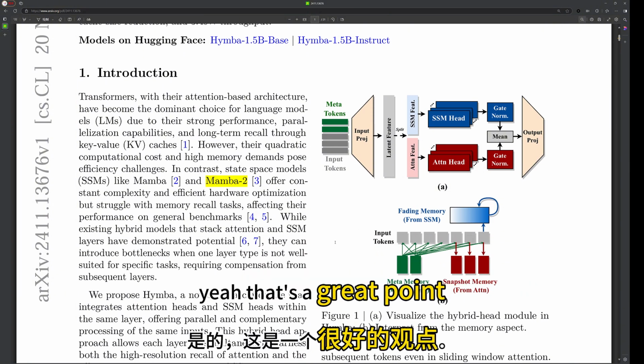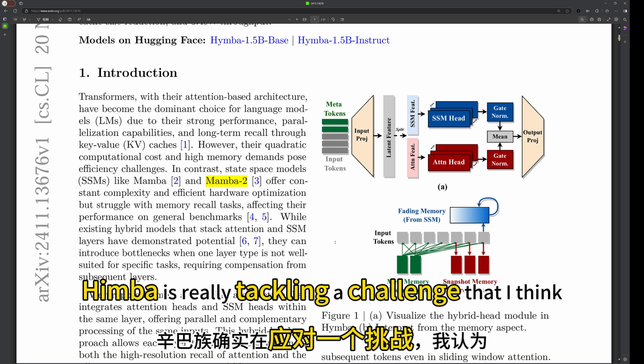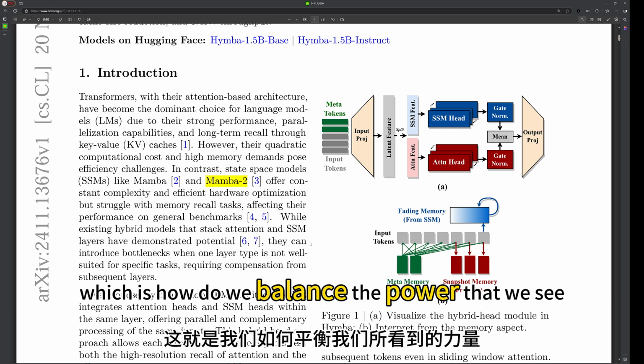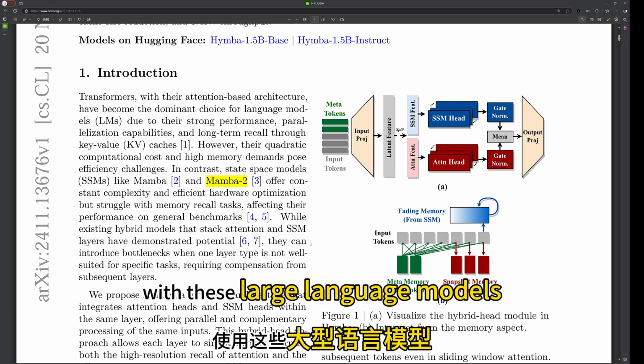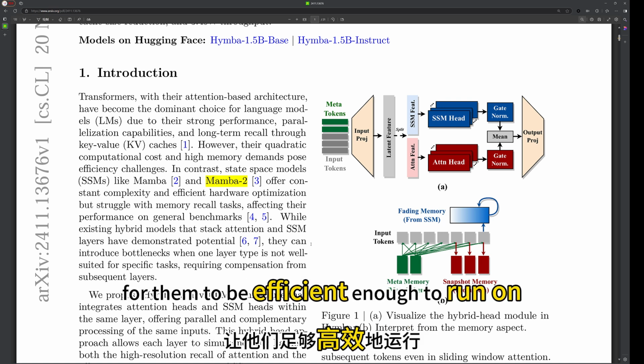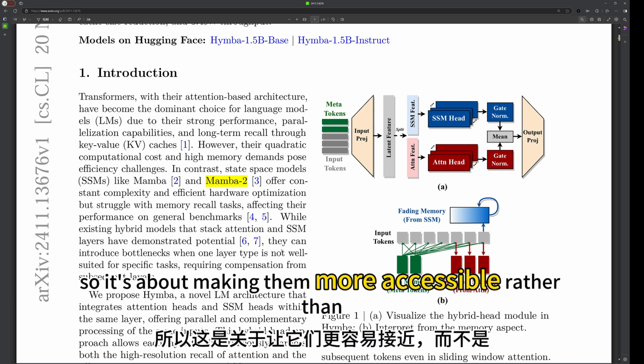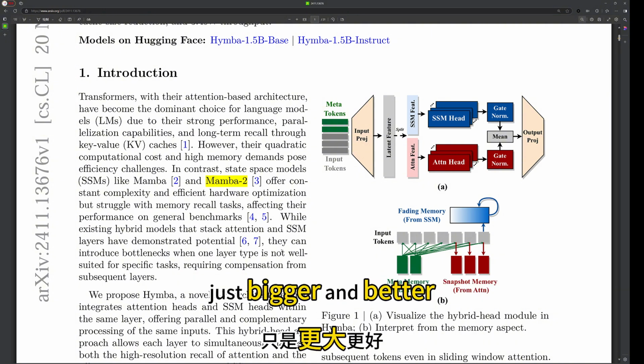Yeah, that's a great point. Hymba is really tackling a challenge that I think a lot of experts in the field are thinking about, which is how do we balance the power that we see with these large language models with the need for them to be efficient enough to run on a wider range of devices? So it's about making them more accessible rather than just bigger and better.